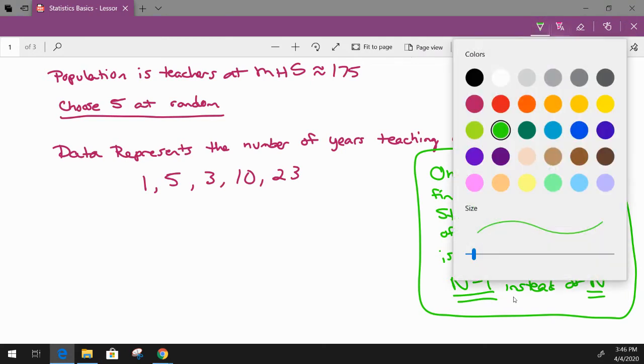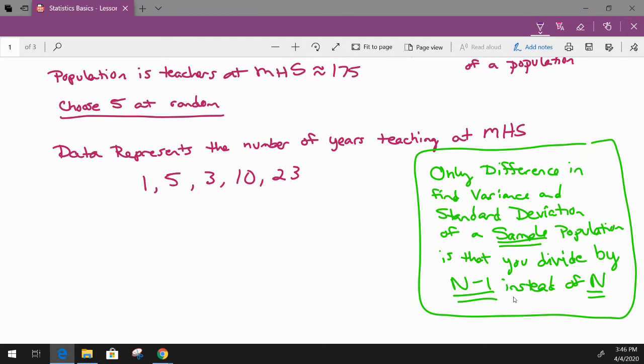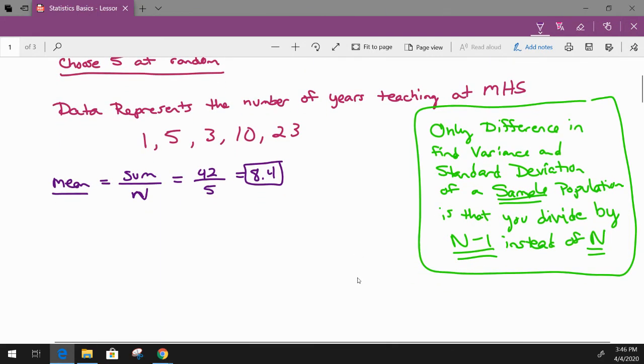Either way, the first thing you have to do is find your mean. To find the mean, we have to add up our numbers. For the mean, you do divide by the number of numbers; you don't change that. So if we add up our numbers, we get 42, divided by our number of numbers, which is 5, we get 8.4. So this time we're going to have a decimal, and the numbers are going to have more decimals than we have had in the past.